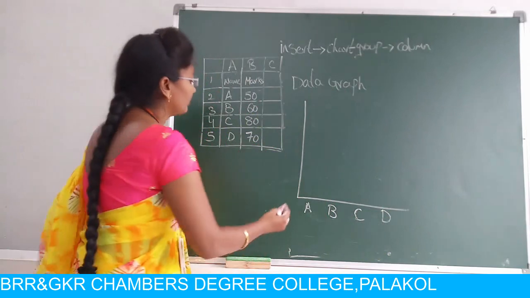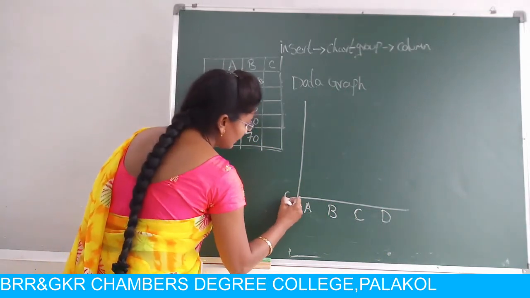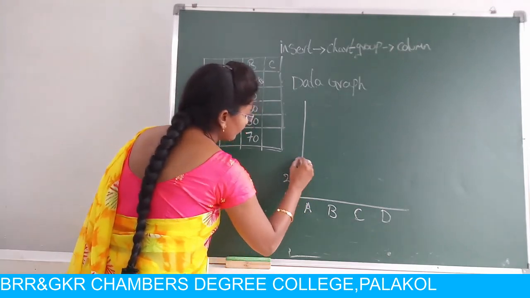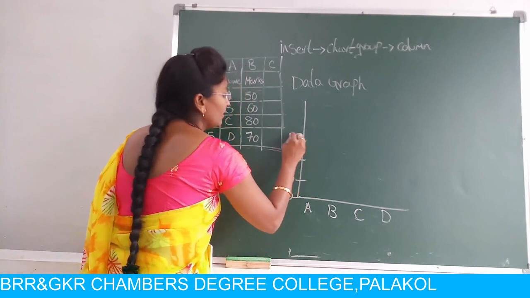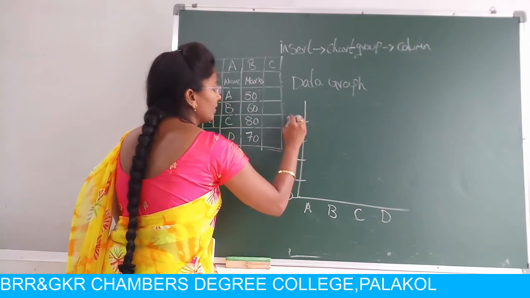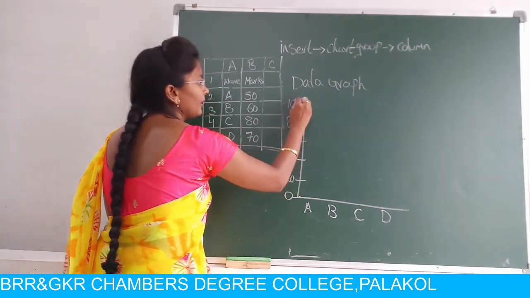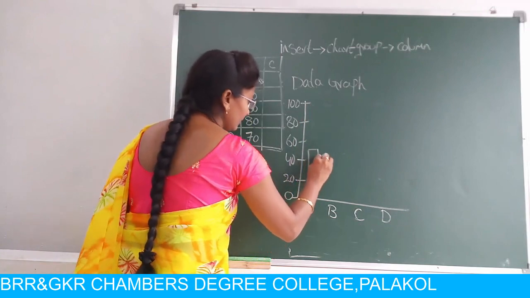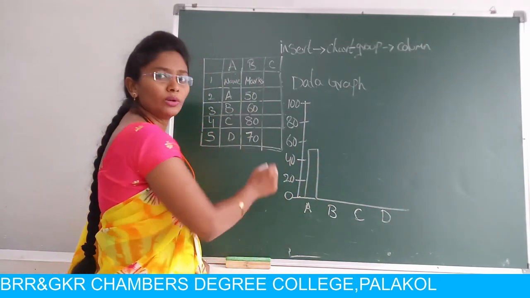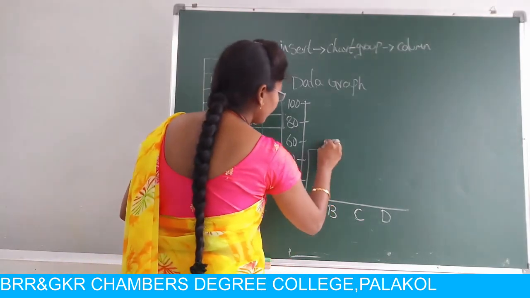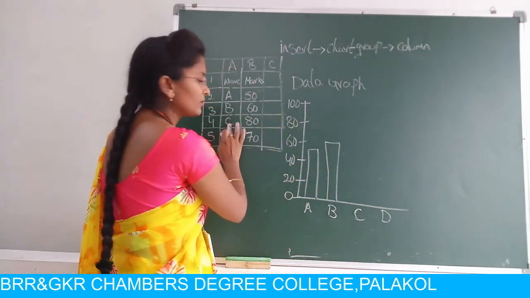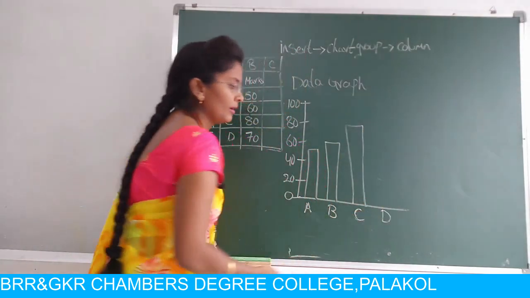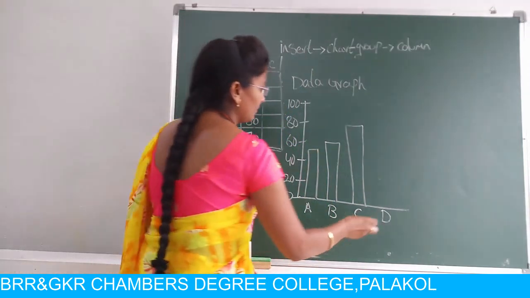At the left side, the range of marks, starting from 0 and then 20, 40, 60, 80 and 100. Here A scored 50 marks, and this is the way the representation appears, and B scored 60 marks, and C scored 80 marks, and then D scored 70 marks.